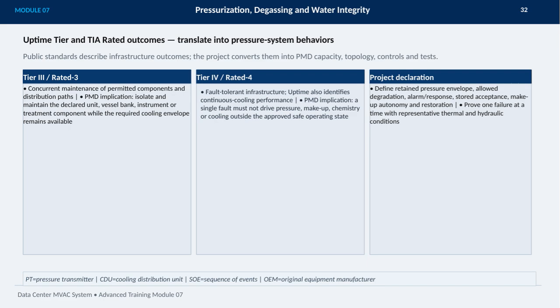A core part of the project declaration is to clearly define the retained pressure envelope, allowable degradation limits, alarm and response protocols, stored acceptance criteria, makeup autonomy, and restoration processes. Equally important is proving that the system can handle one failure at a time under realistic thermal and hydraulic conditions. Finally, you'll often encounter abbreviations like PT for pressure transmitter, CDU for cooling distribution unit, SW for sequence of events, and OEM for original equipment manufacturer. Knowing these helps in understanding system components and their roles in maintaining water integrity and pressurization.